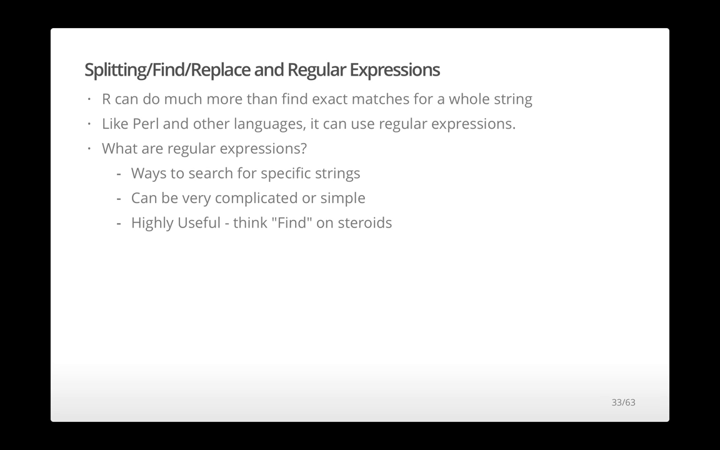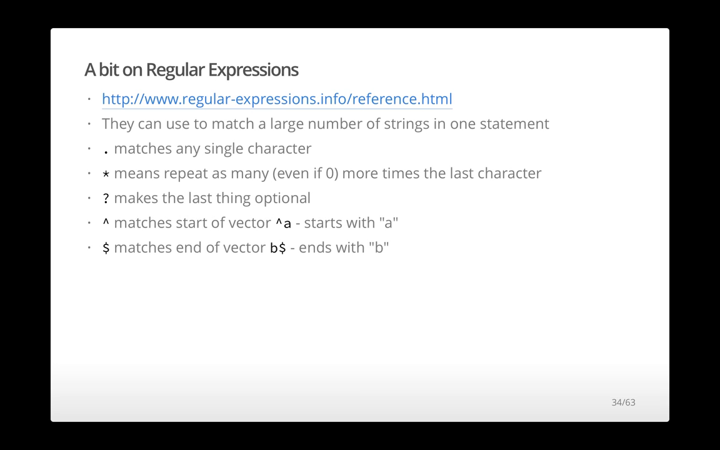It can be complicated or it can be pretty simple. But it does have some special characters that we should talk about. In regular expressions, the period means any single character. It can match literally anything: a space, a digit, a letter, a capital letter, it doesn't matter. Star means repeat the previous thing as many times as needed. So if you say dot star, that matches literally anything. Dot star means any characters.